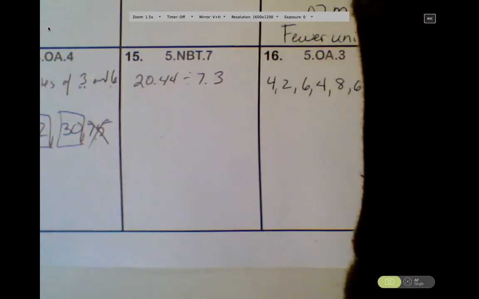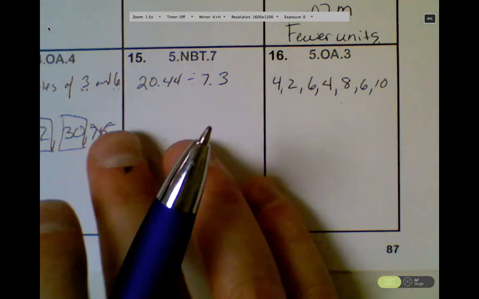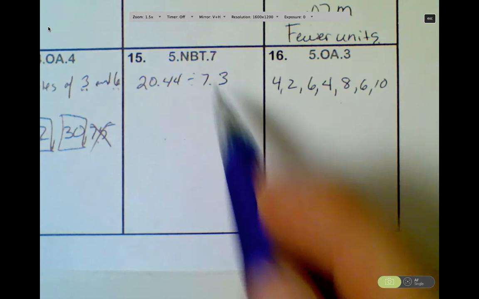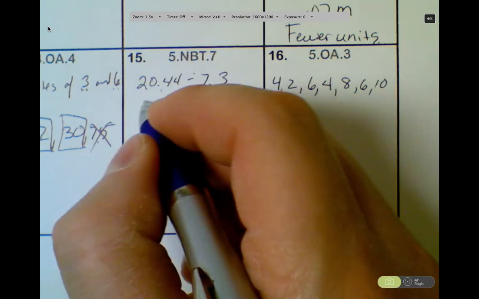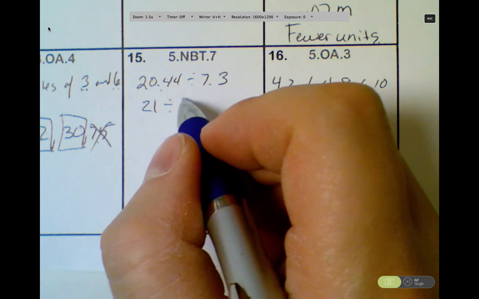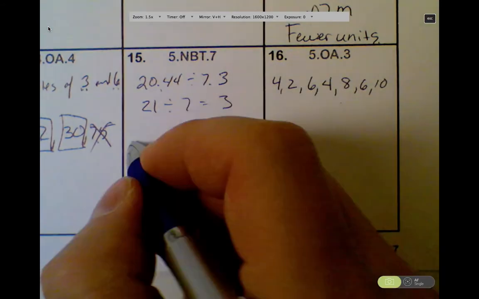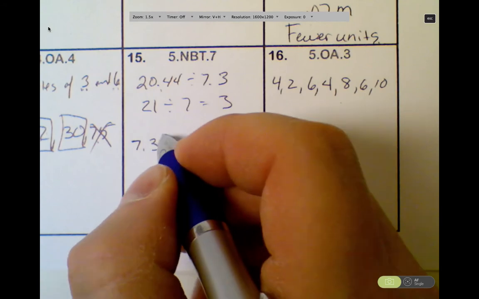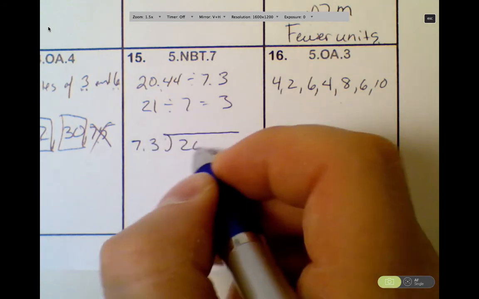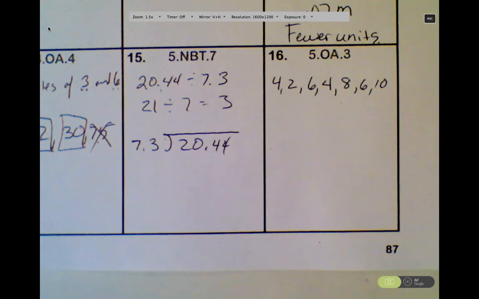15. Estimate first, then find the exact quotient. 20 is close to 21. 20.44 is close to 21. 7.3 is close to 7. My answer should be somewhere around 3 when I'm finished. So 7.3 into 20.44. We're going to act like this is just like a regular division problem.